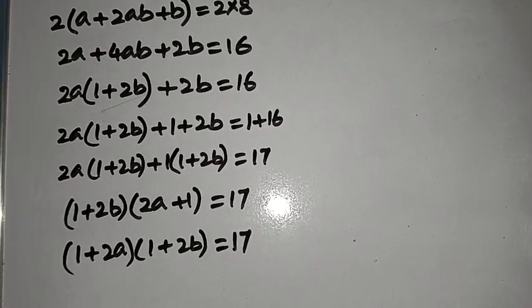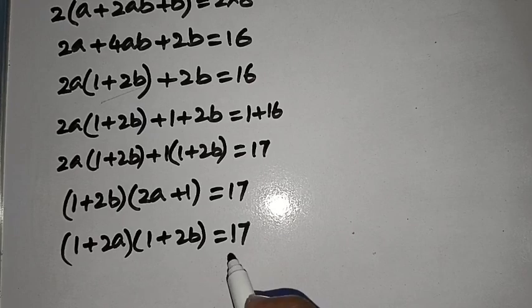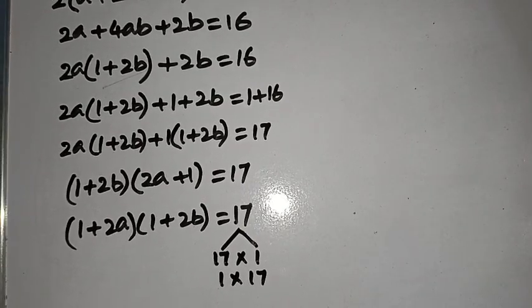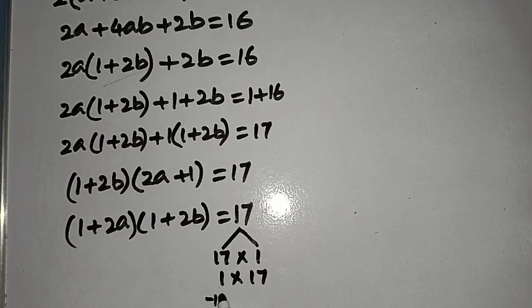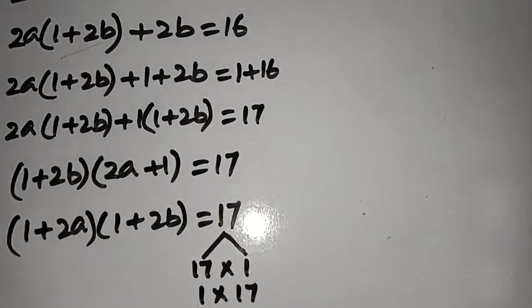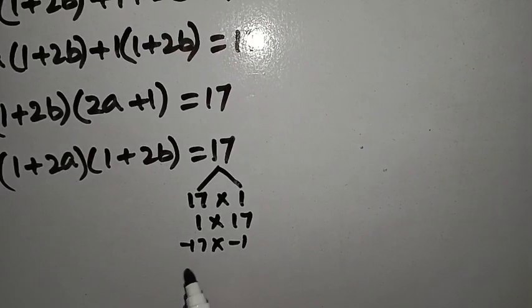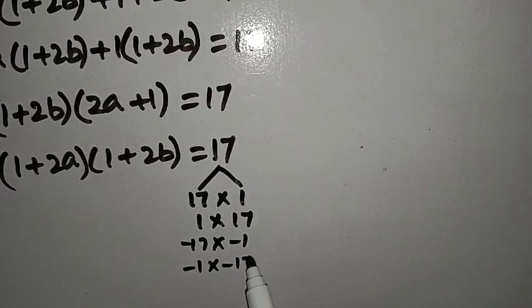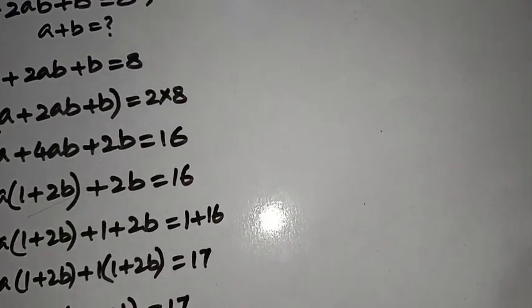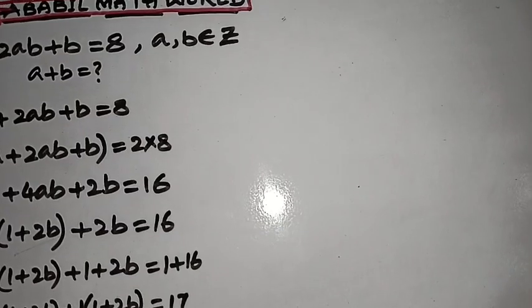So here the possible factorization for 17 is this way. This is 17 into 1 or 1 into 17, and further two negative values, minus 17 into minus 1 and minus 1 into minus 17. We see these different cases and we see what are the values of a and b we get here.